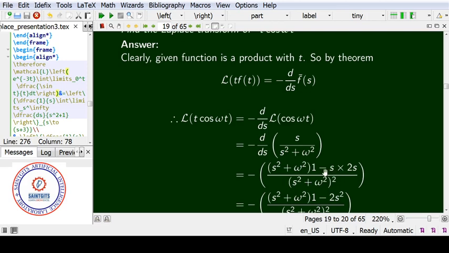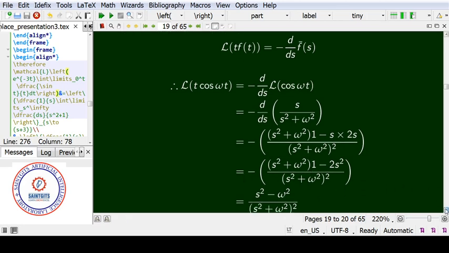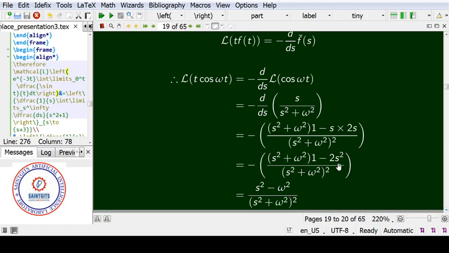When we simplify this expression, we got a negative term 2s square. Here a positive s square. So we got minus 2s square plus s square, that is minus s square. There is a negative outside. Taking all these together, we got minus of s square plus omega square, the whole minus, divided by s square plus omega square, the whole square. Multiply that negative to the inside portion, we got s square minus omega square by s square plus omega square, the whole square. We cannot cancel these terms. This is s square minus omega square. This is s square plus omega square, the whole square.